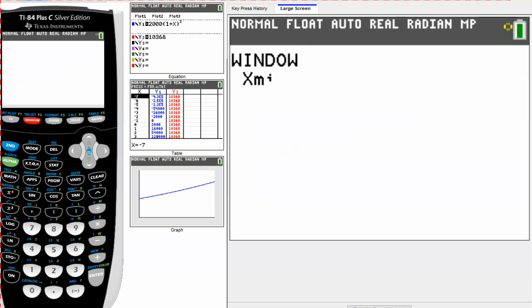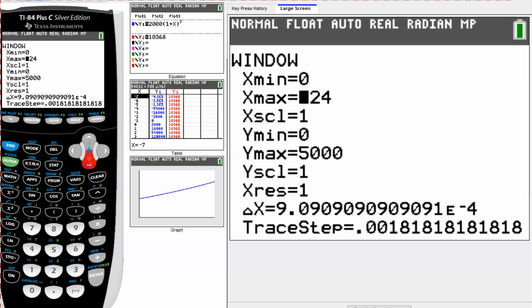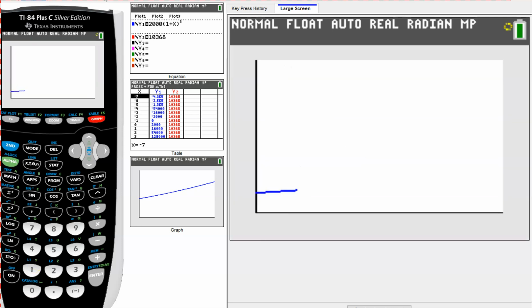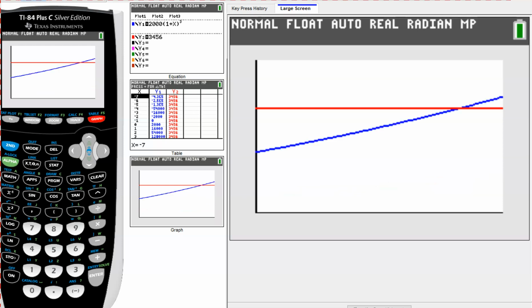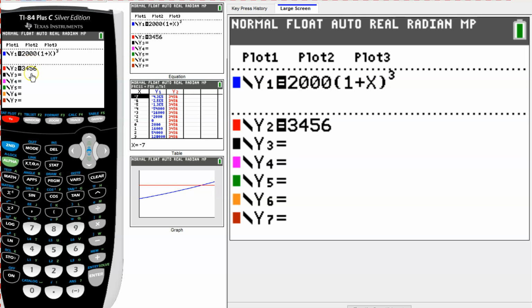So I'm going to go back into my window, and instead of my top as 5,000, I need to change that. And I might make that 15,000. And let's see if that helps us see the graph. Nope, so I'm going to have to increase my X window. So I'm going to just pause this while you try to figure out your window and get a nice window for yourself. I actually go into your Y equal because I changed that to 3456.